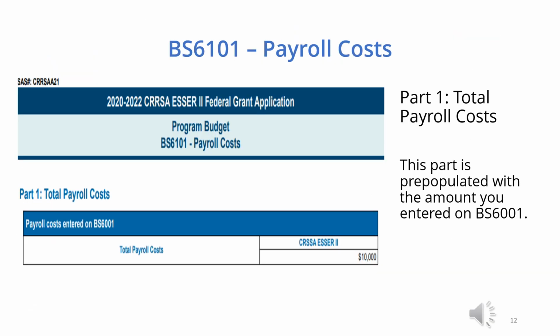BS 6101 is the payroll schedule. The screenshot you have before you is Part 1 of the schedule. You don't have to do anything here. This part is pre-populated with the dollar amount you entered for payroll cost on the budget summary and support schedule. This is a really nice feature to have. Prior to streamlining the budget schedules, you would have to either go back to the BS 6001 or print a copy of the BS 6001 to see your totals. Currently, it is displayed here for your convenience.